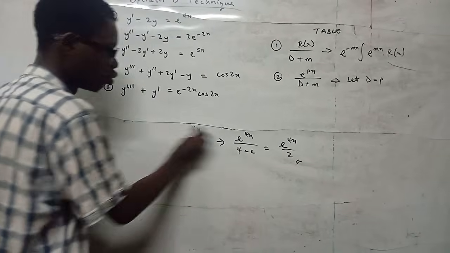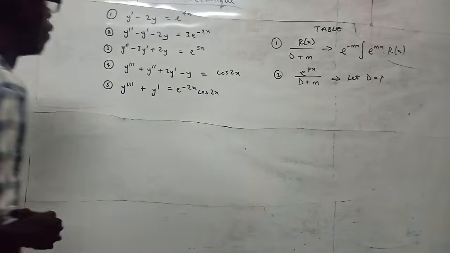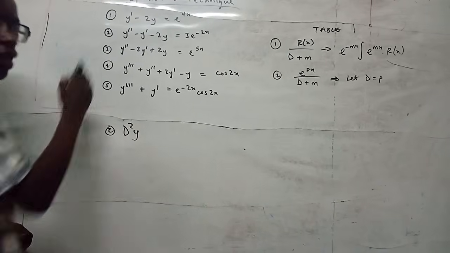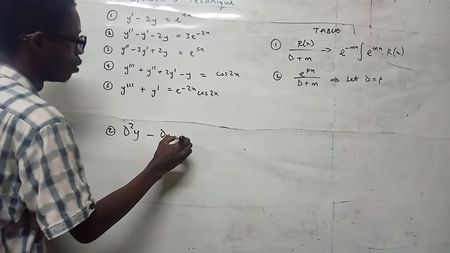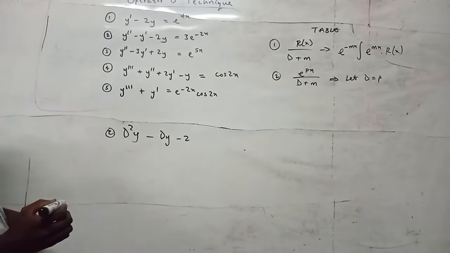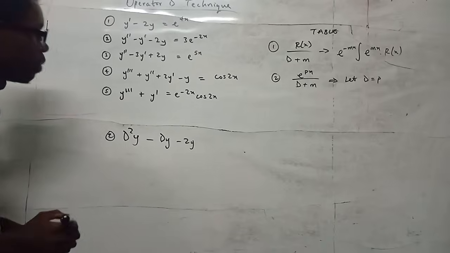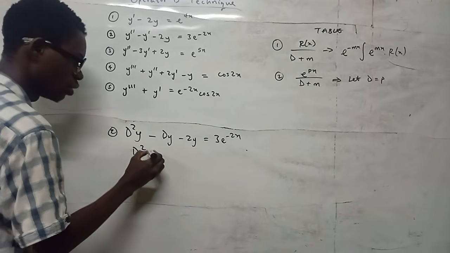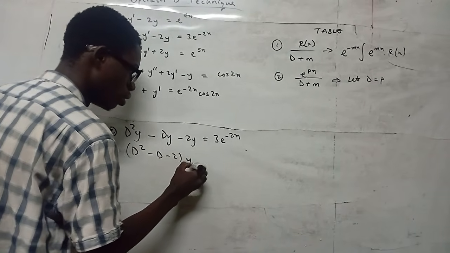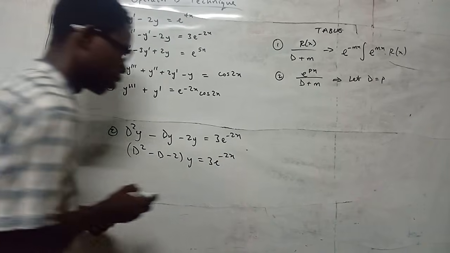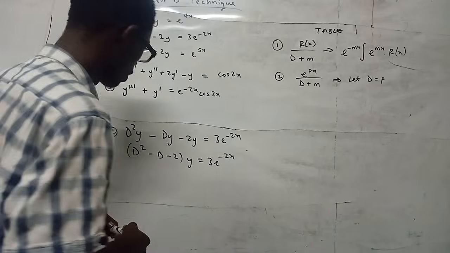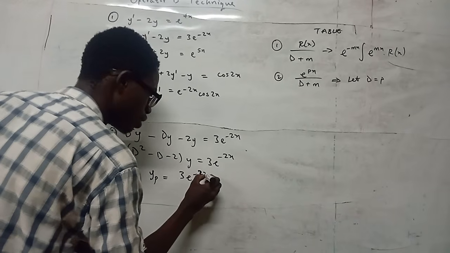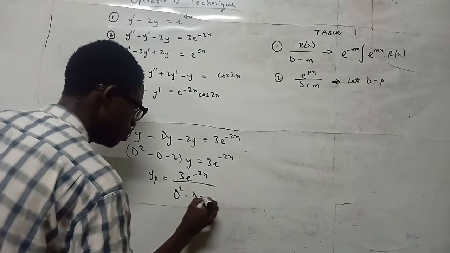So after this one, let's go to the second question. For the second question, we have d squared y, second derivative, minus dy minus 2y equals 3e to the minus 2x. So we can factor y out of this and say d squared minus d minus 2 of y equals 3e to the minus 2x. So we can now have our y particular equals 3e to the minus 2x over d squared minus d minus 2.